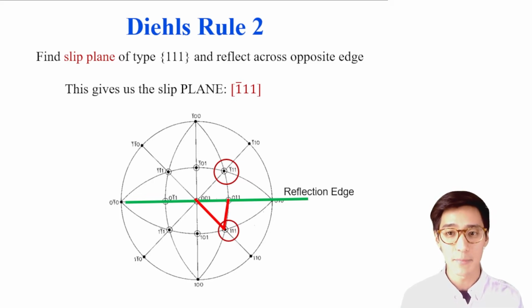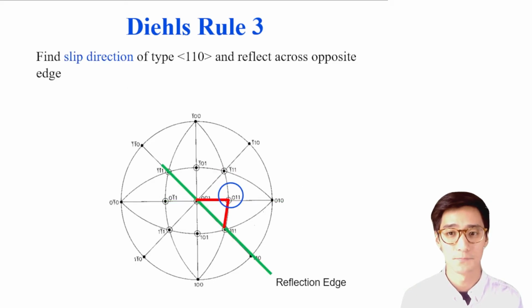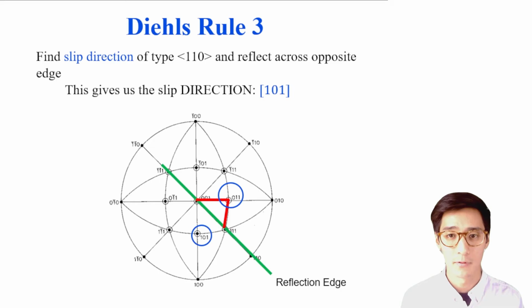The third step is to do a similar method and determine the slip direction. We find the pole of 110 type, shown here in blue, and reflect it again across the opposite edge of this triangle we found earlier. This gives a slip direction of 101. We've now determined both the slip plane and the slip direction given an applied load in the 1, 2, 3.